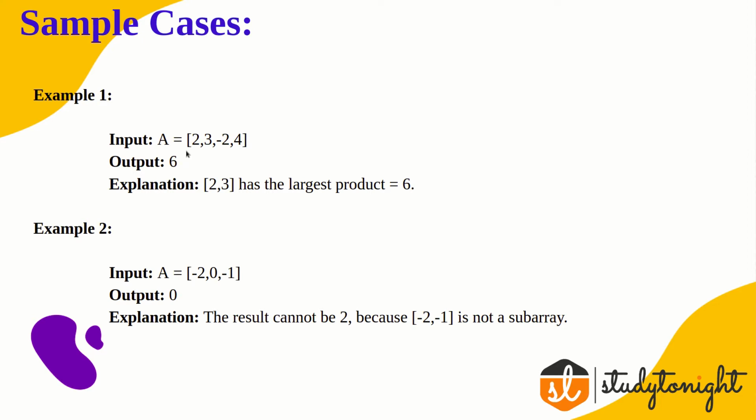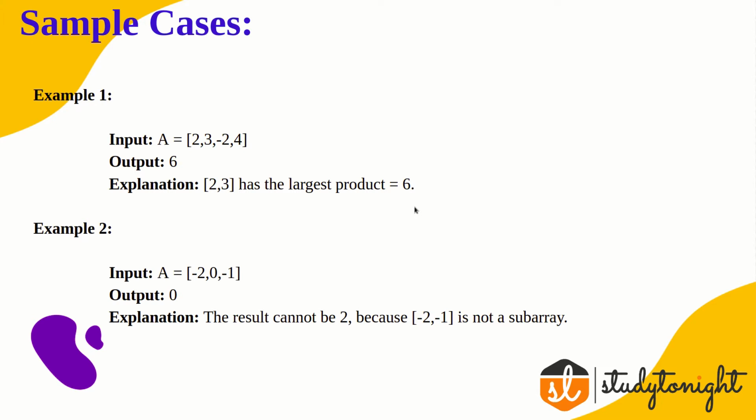Okay, so let's take the length 3 subarrays: 2, 3, minus 2, where the product would be minus 12, and 3, minus 2, 4, where the product would be minus 24. And finally the subarray with length 4, which is the product of all four elements. As you can see, minus 2 is getting included here, so we'll get a negative value which is lesser than 6. So finally we come to the conclusion that the largest product we can get out of the array is from the subarray 2, 3, with the product 6.